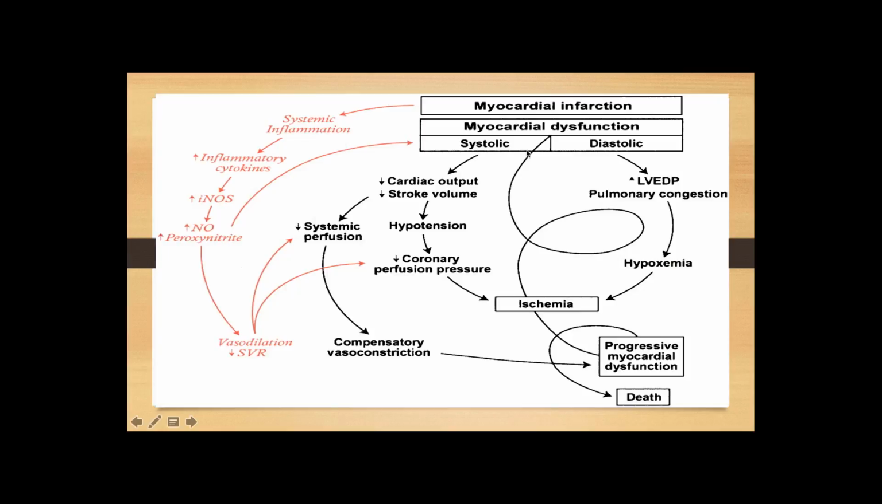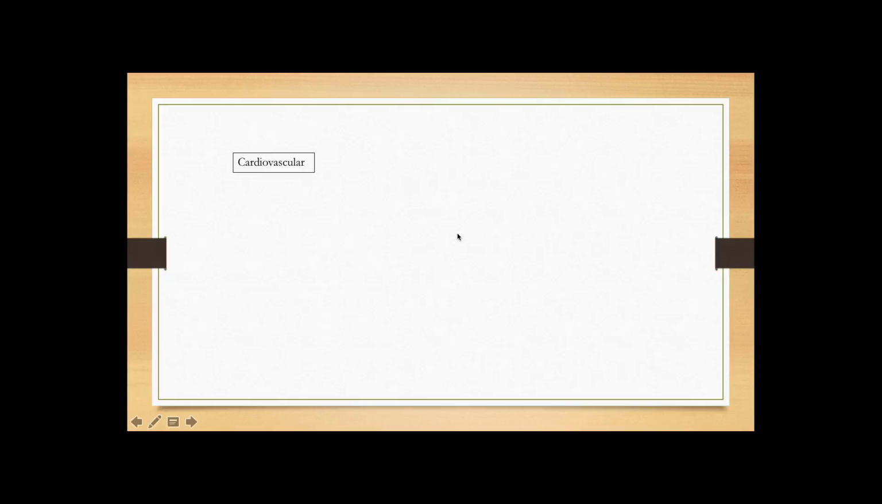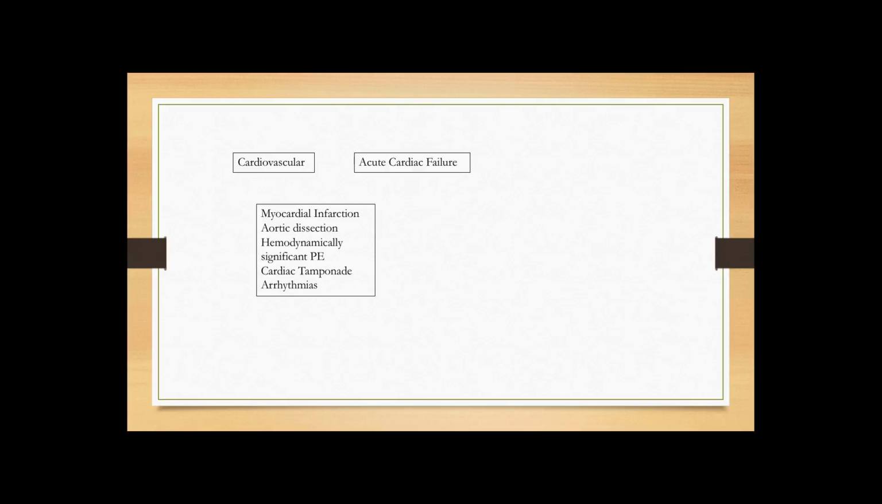This is just another slide showing the pathophysiologic mechanism behind systolic versus diastolic dysfunction, ultimately causing ischemia and further cardiovascular compromise, and then leading to shock and death. So you don't need to go into detail here, but the next is the further breakdown of what labs and tests will need to be ordered if you're suspecting these injuries.